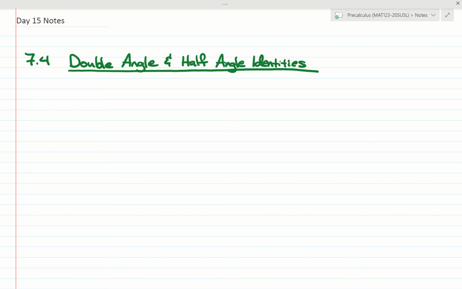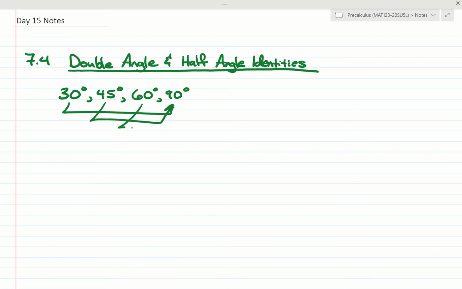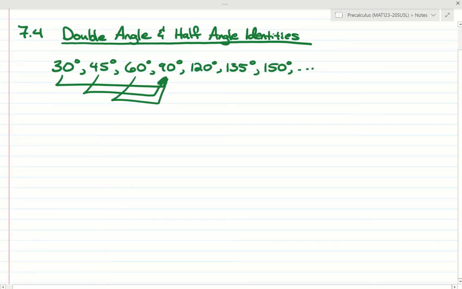Now, we are going to be using the angles that we talked about in the beginning of the previous section, which we use the angles from our special triangles, 30, 45, and 60 degrees. We also use quadrantal angles, and then we could add these to 90 to give us additional angles to use. So what I wanted to do first is talk about double angles.